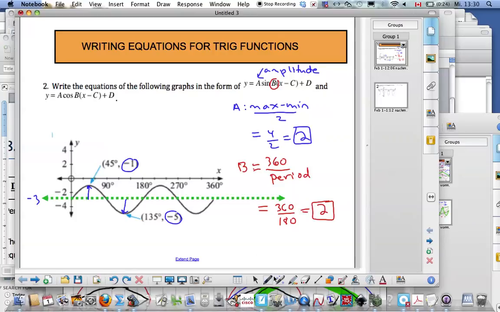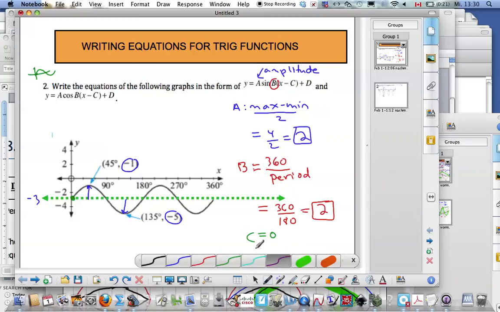Okay. Just to quickly note, right now we're working with the sine function. Then we'll see what happens with the cosine. With the sine function, we know that the sine always starts at 0, 0, so it starts in the middle. It doesn't start at the max or the min. So the shape is good. It's not shifted at all. So we don't have a C. Cool. Let's do the last one.